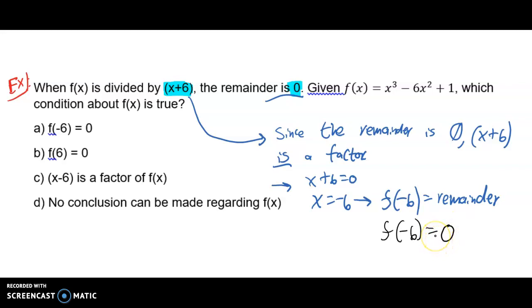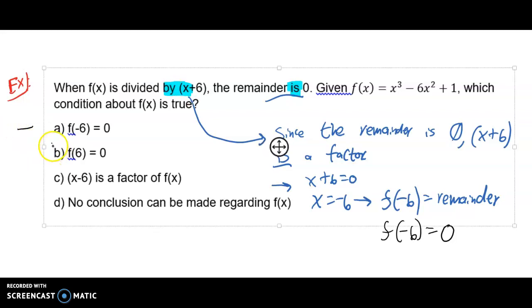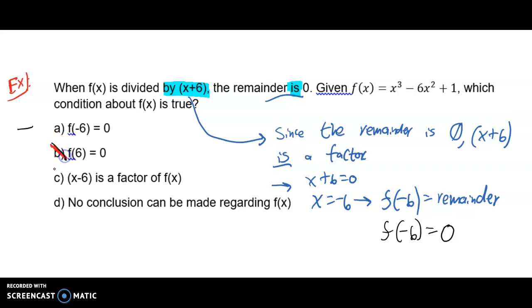Let's check our multiple choice. Part A is looking really good. B, no. X minus 6 is a factor? No. That's because x plus 6 is a factor. So it's not B, it's not C. And the answer is almost never, ever no conclusion. Our answer is A. Pause and rewind wherever you need.